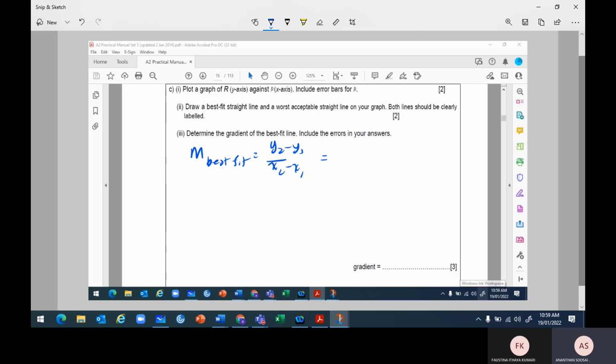Yeah. Can we label the lines in the graph? Yeah. Okay.